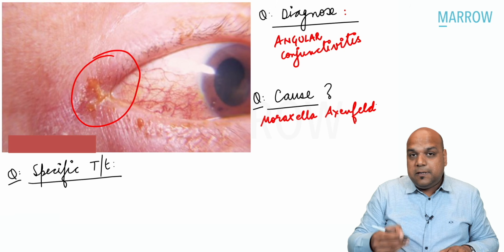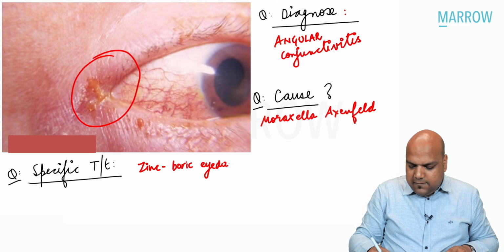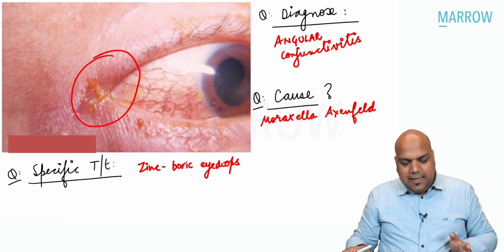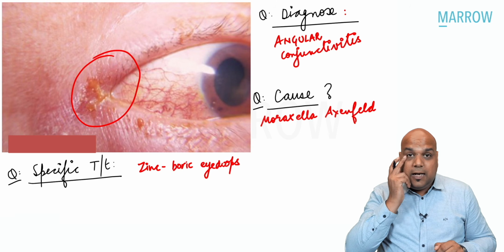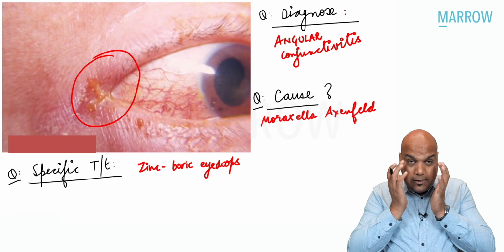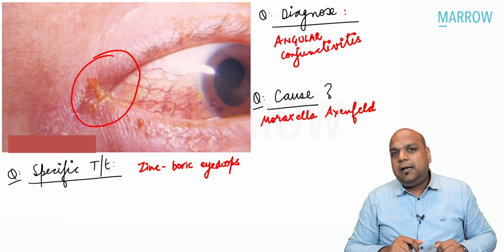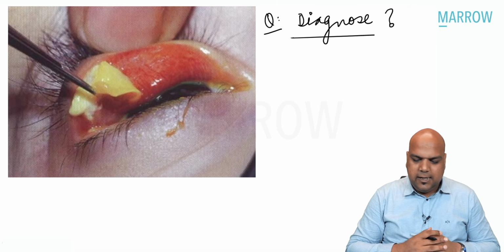What is the specific treatment? Zinc boric eye drops. These are the specific questions that can be asked, as can be seen in the photograph. What is the clinical feature? That is excoriation at the medial and the lateral canthus, both this or this. This occurs more commonly at the lateral canthus rather than at the medial canthus. Moving on to the next image, guys.